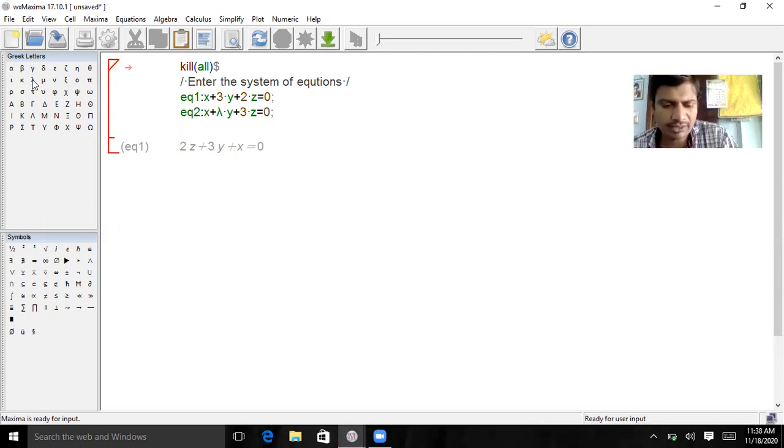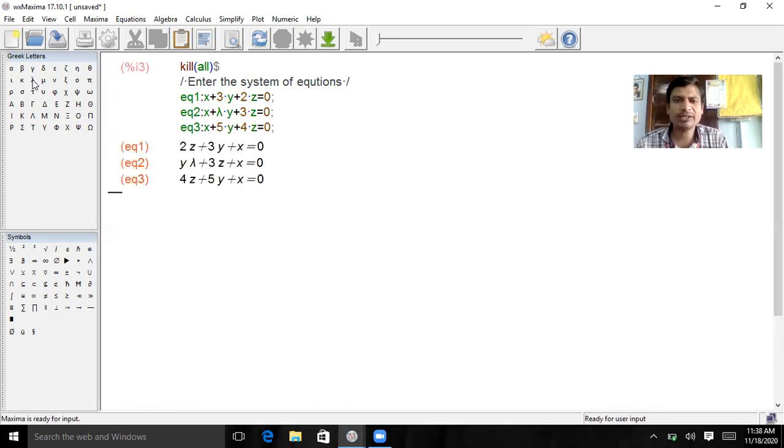Next, the third equation. That is equation 3, then colon. What is equation 3? That is x plus 5y plus 4z equal to 0. x, then plus 5 star of y, plus 4z, 4 star of z. x plus 5y plus 4z is equal to 0. This is the third equation. Then semicolon. After that, you press shift enter. Okay, shift enter means this is the output.